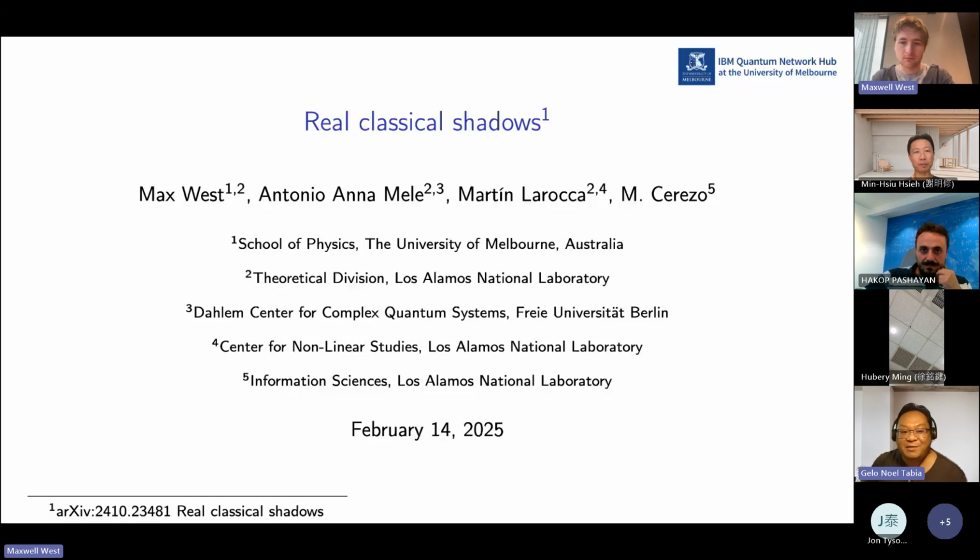Today we have the pleasure of having Maxwell West, who will tell us about real classical shadows. So Max is a PhD student at the University of Melbourne, and his main research interests are basically the use of tools of representation theory and random matrix theory to help explain quantum systems and algorithms and characterize their function. So Max, the floor is yours.